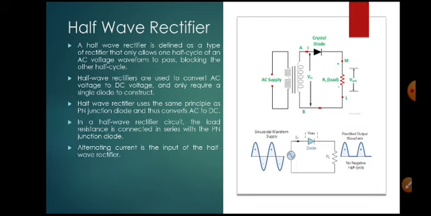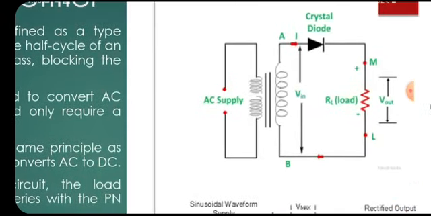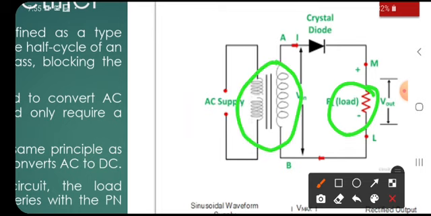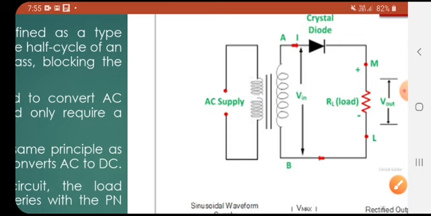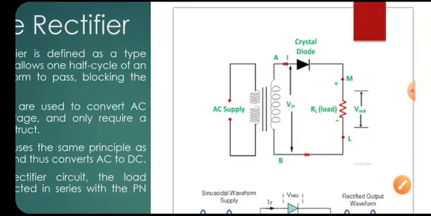A simple half wave rectifier is a PN junction diode connected in series to a load resistor and an AC input. Here RL is the load resistor, with a simple AC supply. We are adding this single diode in series. The operation is very comfortable and easy.